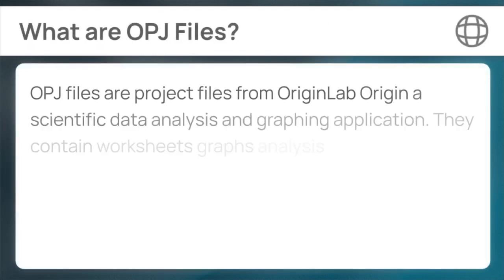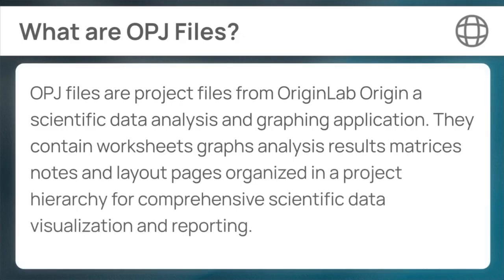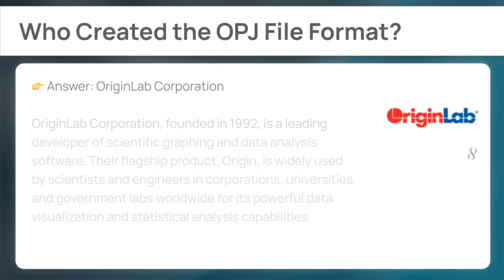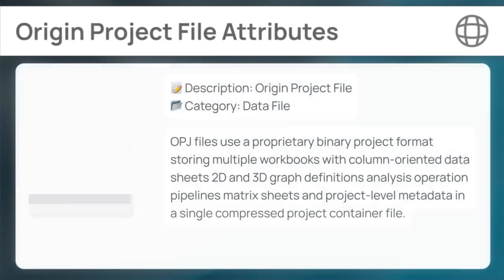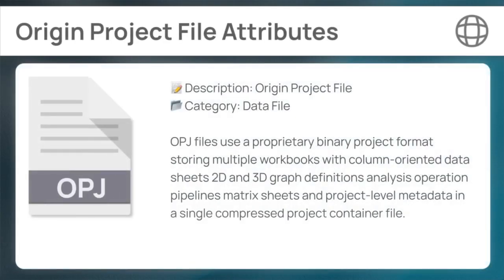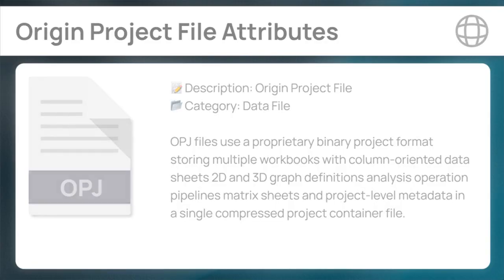OPJ files are project files from OriginLab Origin, a scientific data analysis and graphing application. They contain worksheets, graphs, analysis, results, matrices, notes, and layout pages organized in a project hierarchy for comprehensive scientific data visualization and reporting. OPJ files use a proprietary binary project format, storing multiple workbooks with column-oriented data sheets, 2D and 3D graph definitions, analysis operation pipelines, matrix sheets, and project-level metadata in a single compressed project container file.